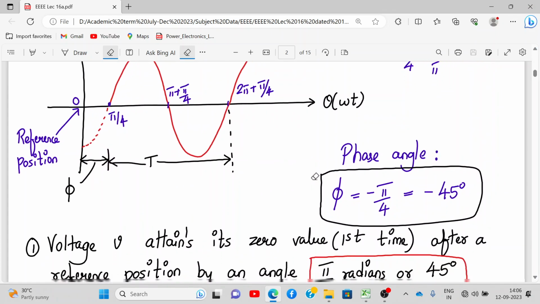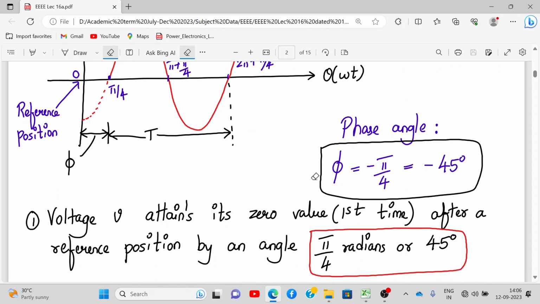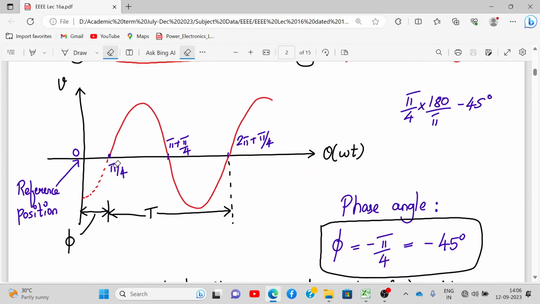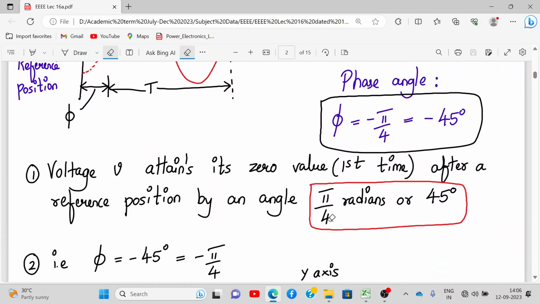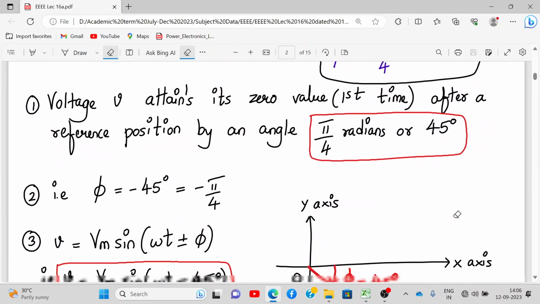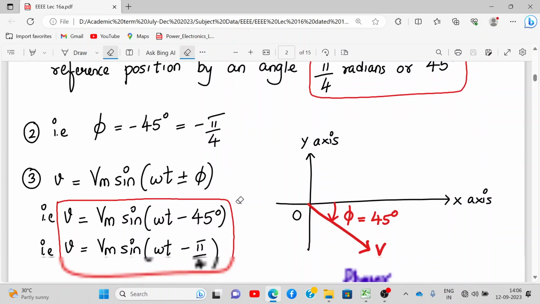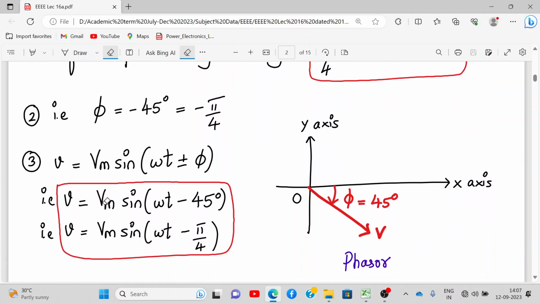Completed? So over here, voltage V attains its zero value for the first time after a reference position by pi by 4. So that's why the phase angle is pi by 4 radians or 45 degrees, minus actually. So phi is minus 45. So how do we write this waveform? V is equal to Vm sine of omega t minus 45 degree, or sine of omega t minus pi by 4. And how do you represent the phase?